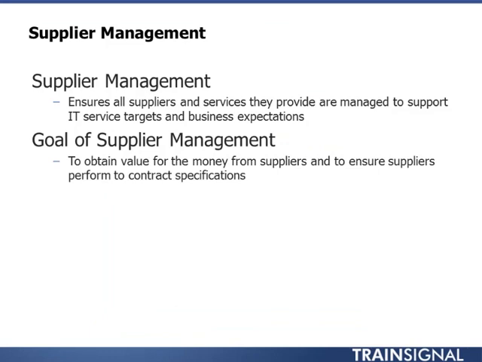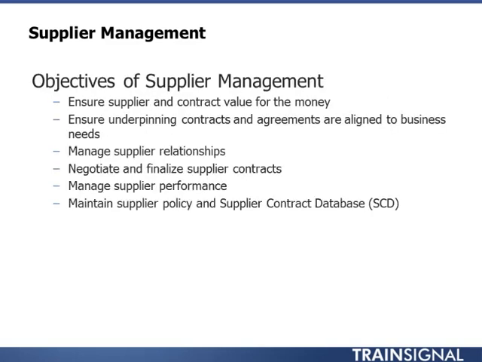The goal of supplier management is to obtain the value for the money spent with suppliers and to ensure that they perform to contract specifications. We also need to make sure that our underpinning contracts with our suppliers support our OLAs and SLAs because that can impact customers. The overall objective is to ensure that supplier and contract value for money is realized and ensure that underpinning contracts and agreements are aligned to business need.